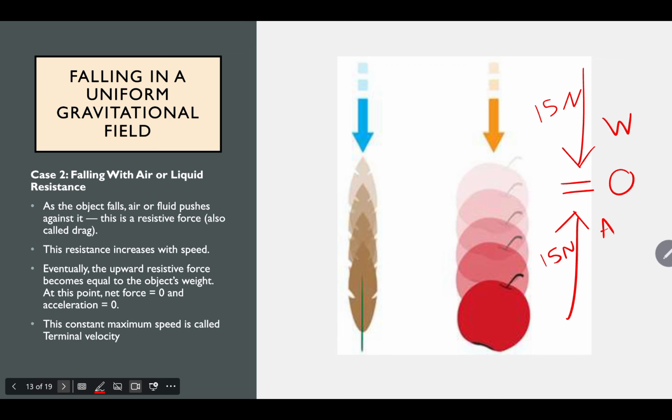At this specific point, when they are equal, we call this terminal velocity. So this constant maximum speed is known as terminal velocity. The object continues falling at constant speed from this point onward.